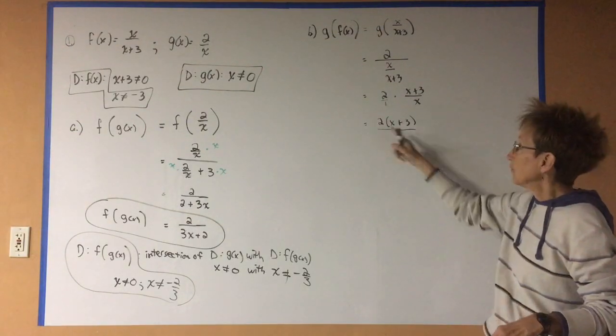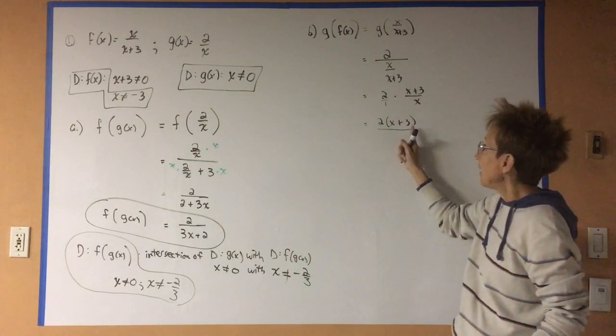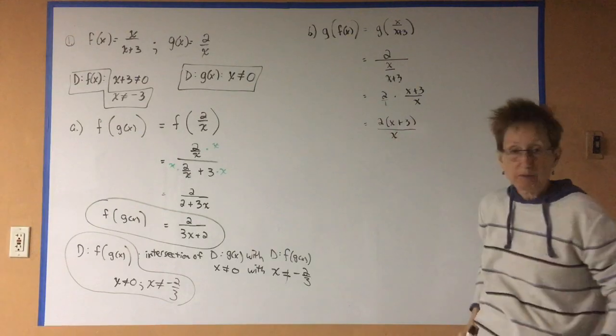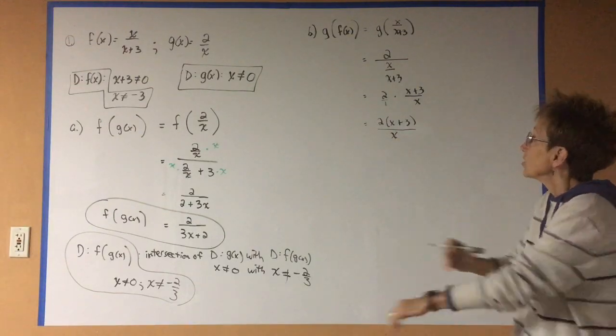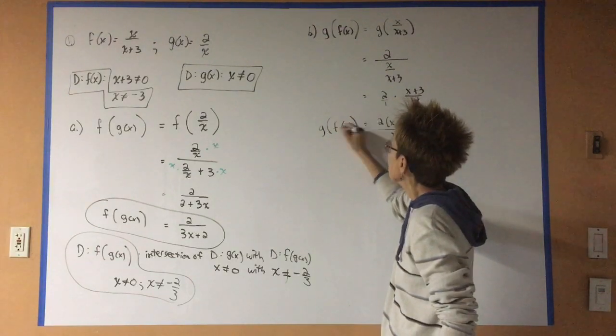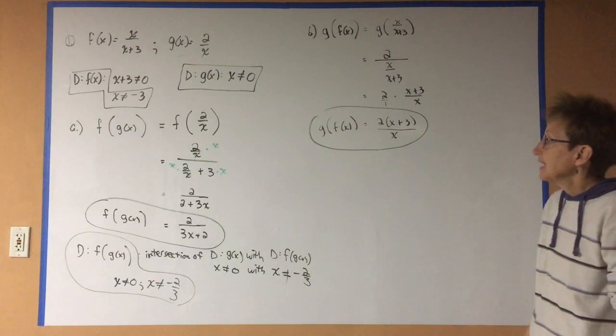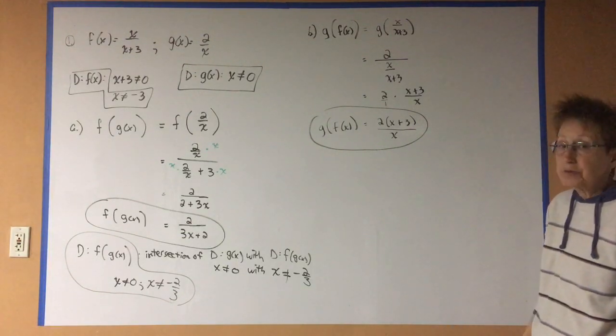Is it wrong if you wrote 2x plus 6 in the numerator? No, it's not wrong. But I'm just going to leave it factored to show that I tried to simplify and nothing canceled. So this is g of f of x. G of f of x simplified. So there's the first part of that one. The second part is they want to know the domain.